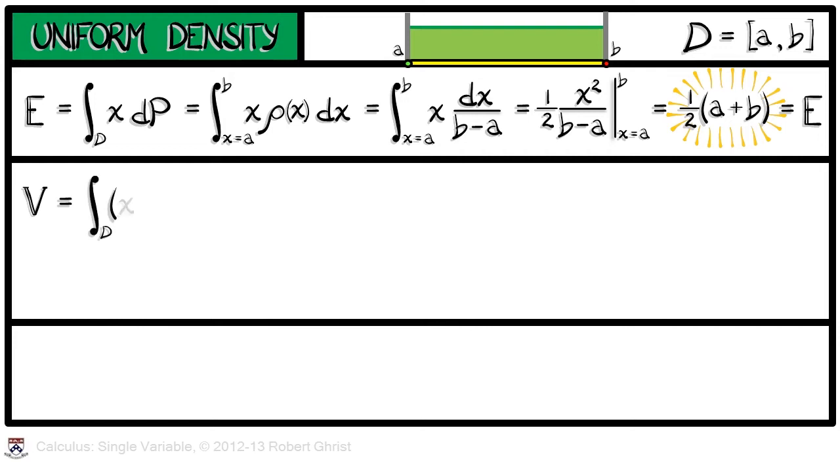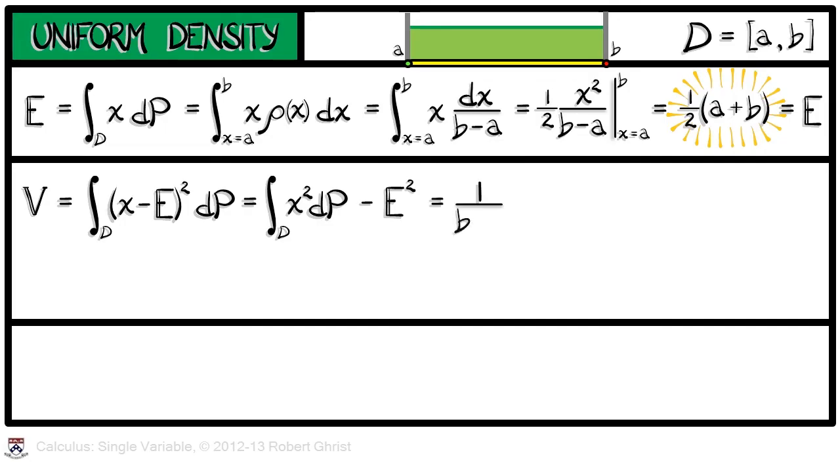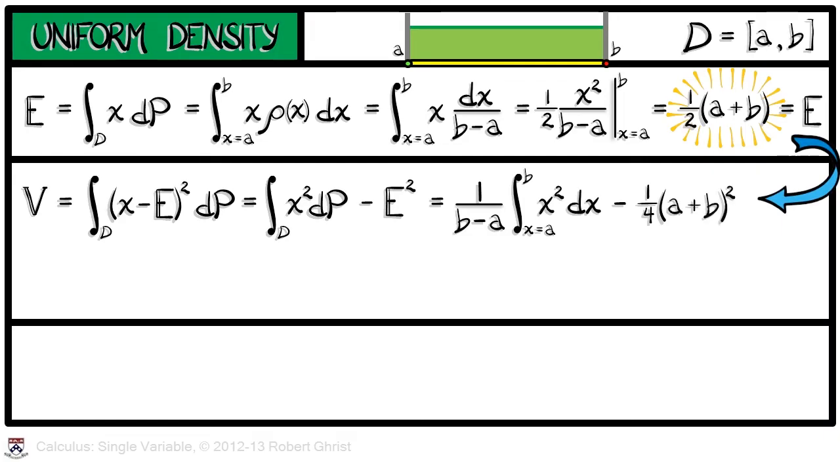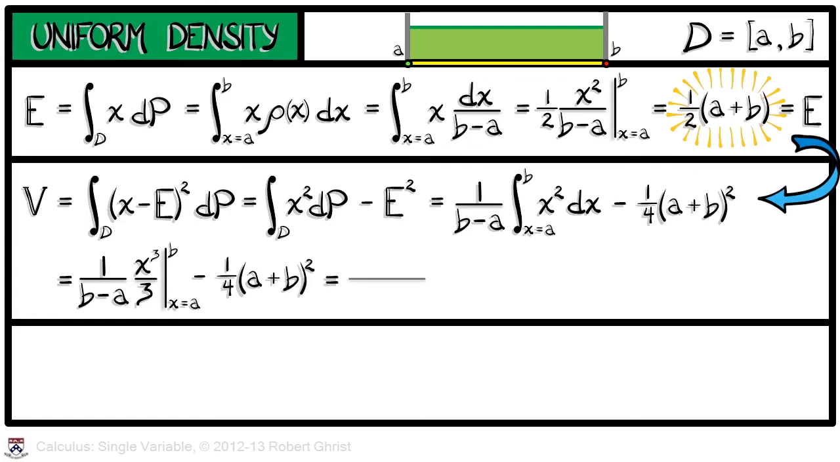What's the variance in this case? Well, we have to integrate quantity x minus E squared times rho of x dx. Using the formula that we derived a little bit ago, we can take advantage of the fact that we already know the expectation. And so we're reduced to integrating x squared dx. That much is simple enough, but you'll find when you go to do this that there's a little bit of algebra that's involved in order to simplify.